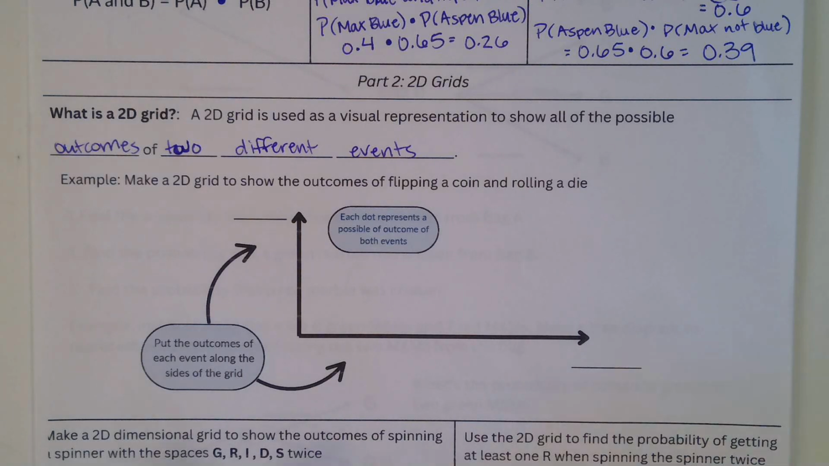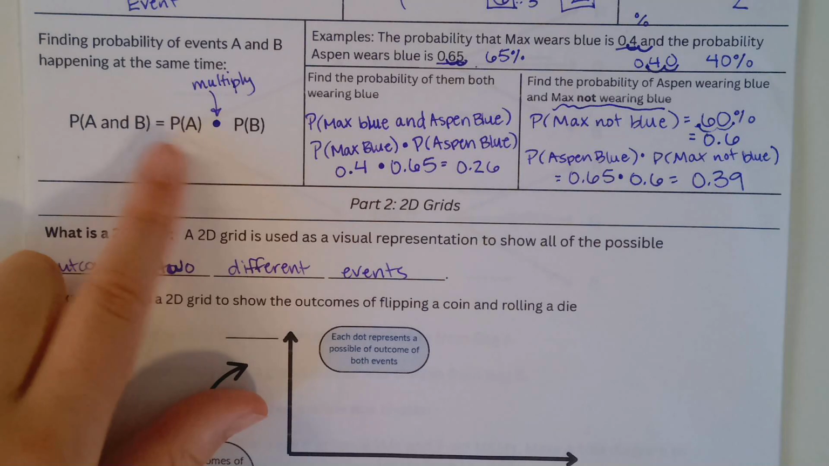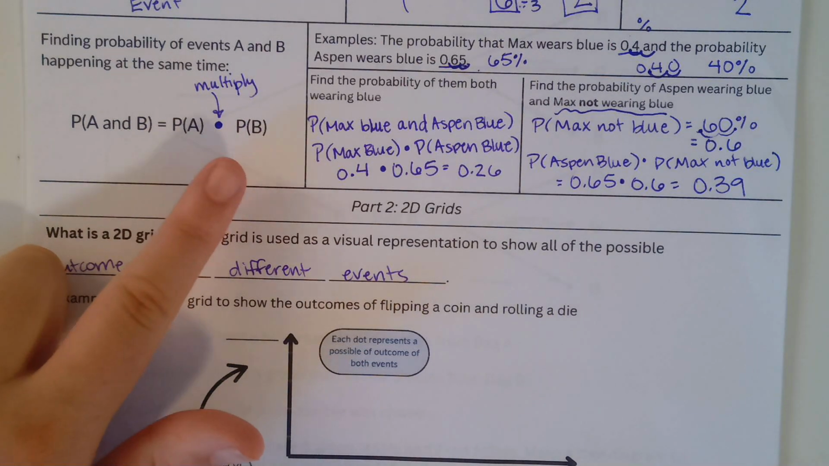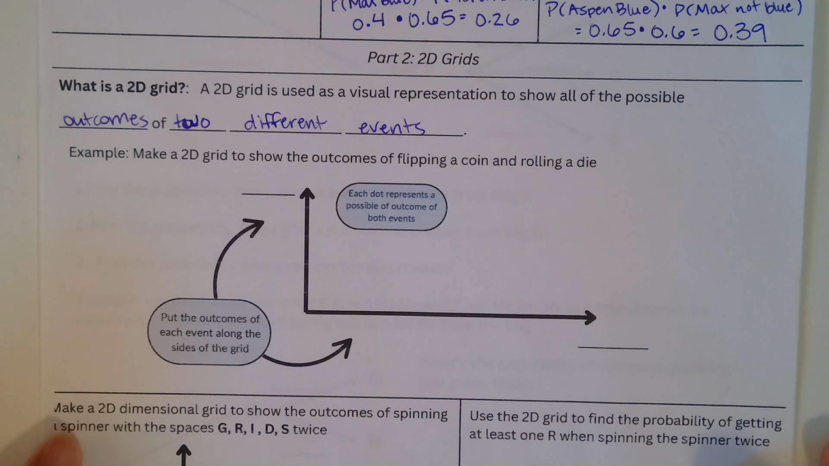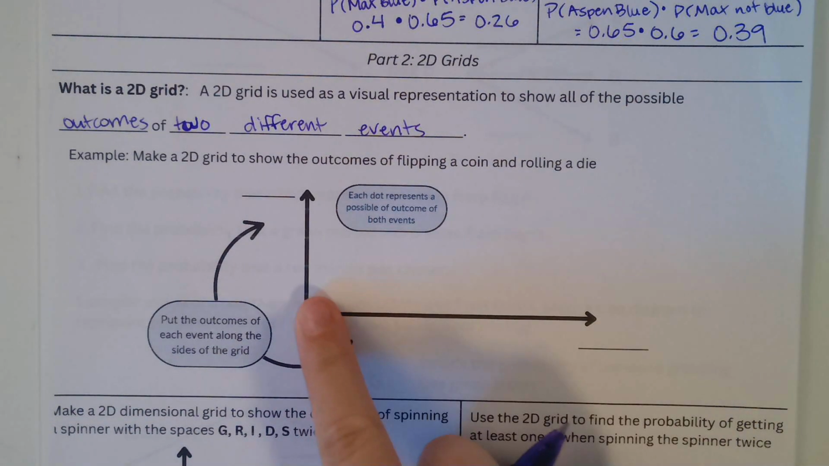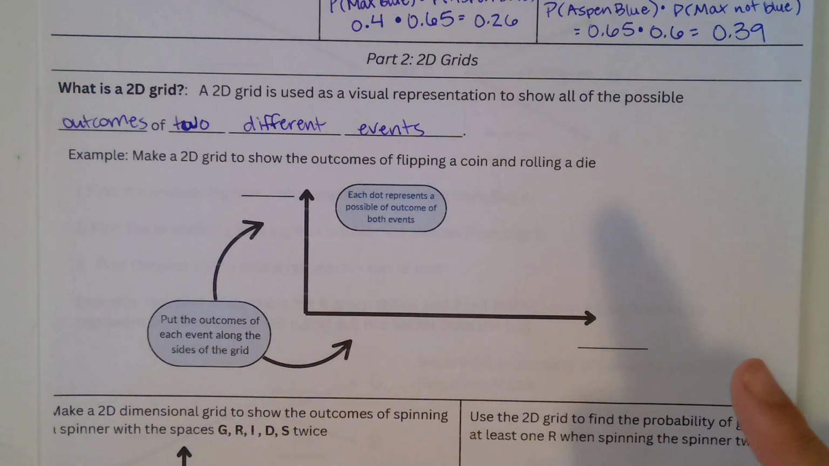So just kind of like what we were talking about earlier, where we have two different things happening, we use a two-dimensional grid to show those two different things. So I'm going to show you guys how to make a two-dimensional grid with that. It says make a 2D grid to show the outcomes of flipping a coin and rolling a die. A grid has these arrows going up and an arrow going to the side. So in this case, the very first thing you need to do is identify what are the two different things that are happening in the question.